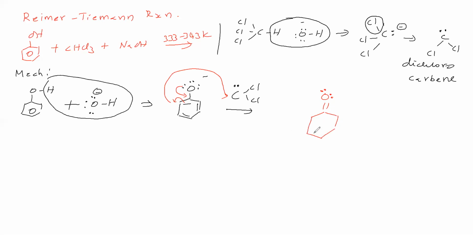Now these 2 pi bonds we will give as it is. Then here this CCl2 comes. This CCl2 comes here. It is having a lone pair, therefore it is having a negative charge now. Then what reaction takes place? That point we will see.